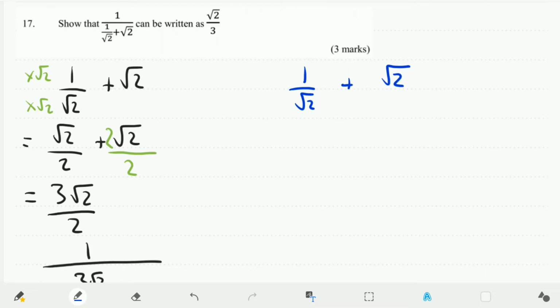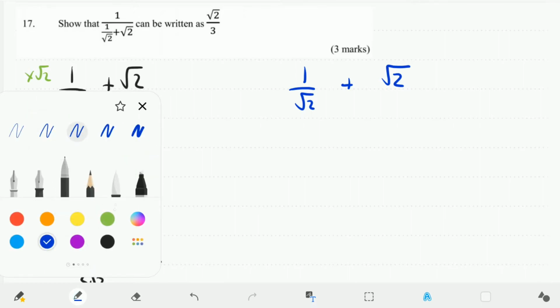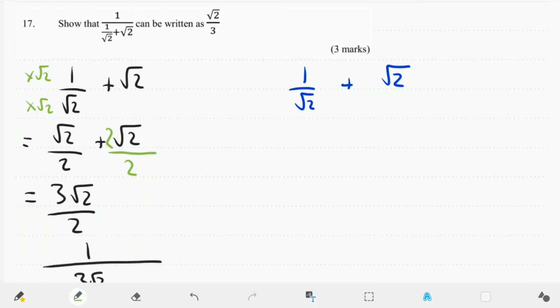However, I'm going to leave the 1 over root 2 as it is, and then the root 2 that follows, the plus root 2, I'm going to make that have the same denominator. So I want to put that over root 2 as well, so I can add the numerators. But if I'm putting it over root 2, we have to multiply the numerator by root 2 as well.